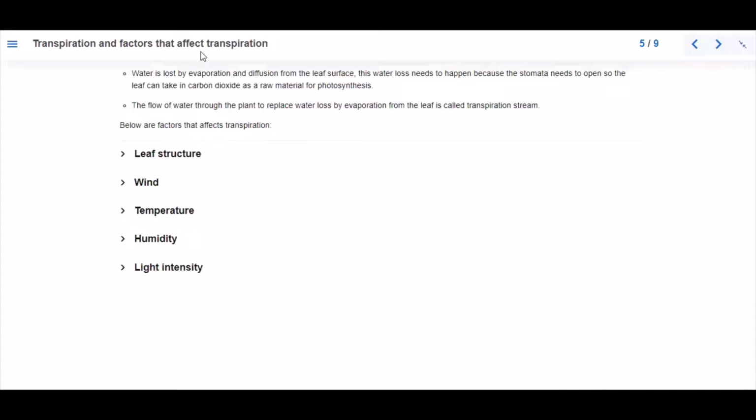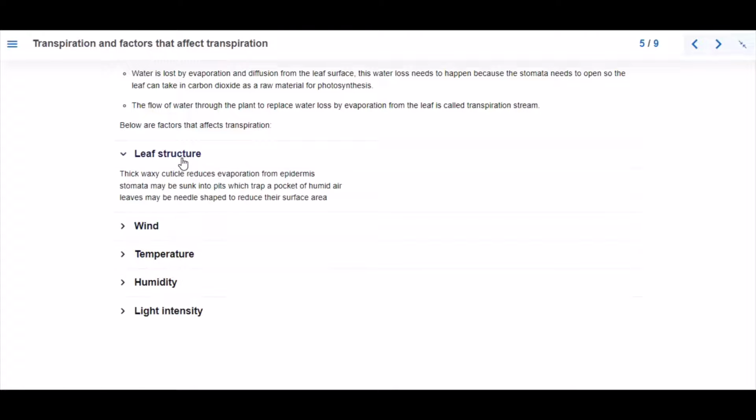Factors that affect transpiration. Water is lost by evaporation and diffusion from the leaf surface. This water loss needs to happen because the stomata need to open so the leaf can take in carbon dioxide as a raw material for photosynthesis. The flow of water through the plant to replace water lost by evaporation from the leaf is called transpiration stream. Below are factors that affect transpiration: leaf structure, wind, temperature, humidity, light intensity. The thick waxy cuticle reduces evaporation from epidermis.